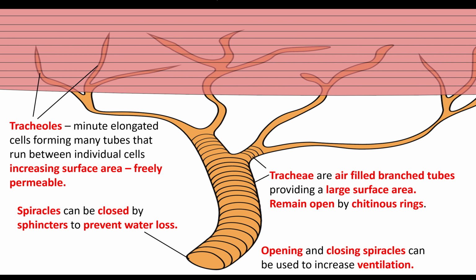In your trachea, the chitinous rings prevent gaseous exchange occurring at that point. So the chitinous rings stop the gas exchange; although there is some gas exchange, there's not much occurring at the trachea. At the tracheoles, however, that is where it is freely permeable. And because these elongated cells run between individual cells, that's where the gaseous exchange occurs, with oxygen diffusing into the individual cells, and the waste product carbon dioxide diffusing out of those cells into the tracheoles. So the maximum amount of gas exchange happens at your tracheoles.